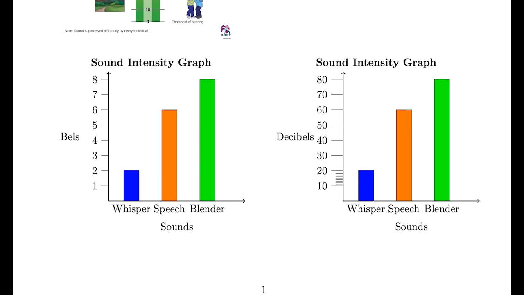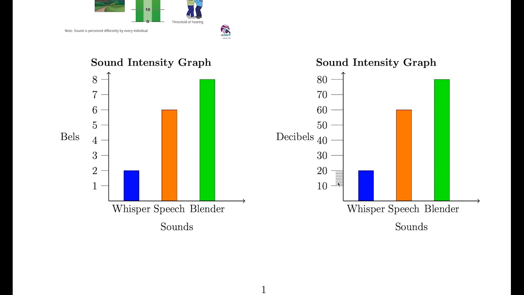So here we have the sound intensity graph. And the Bell scale goes up by 1. This is very similar to the Richter scale, where each tick in the scale represents a tenfold increase, but a little bit too rough. So we decided to use decibels and split this 1-point scale into 10 pieces, so that we can have more precise descriptions of what the difference in sound is.